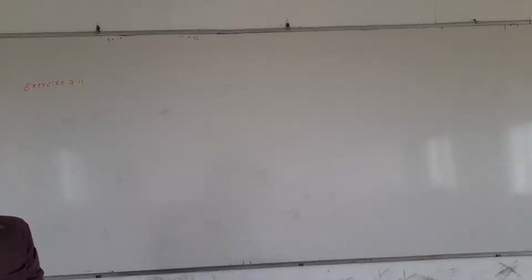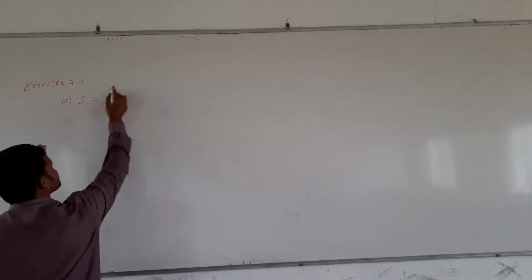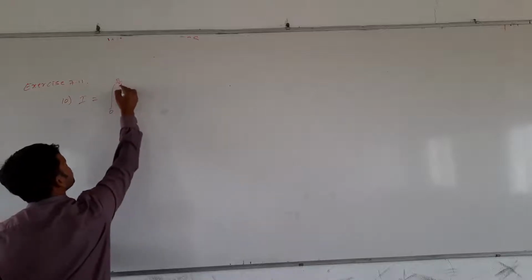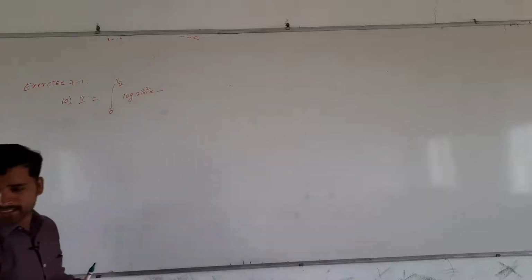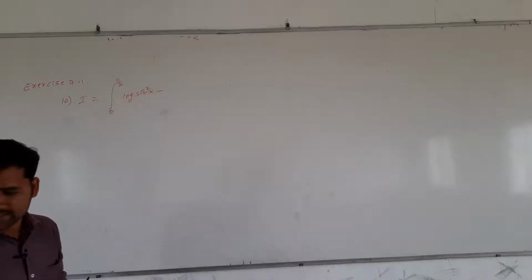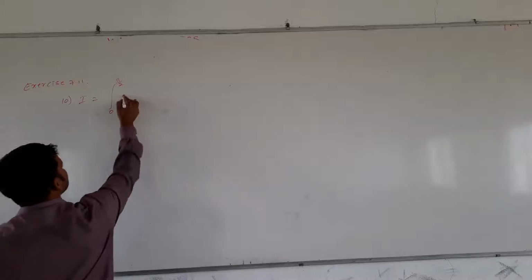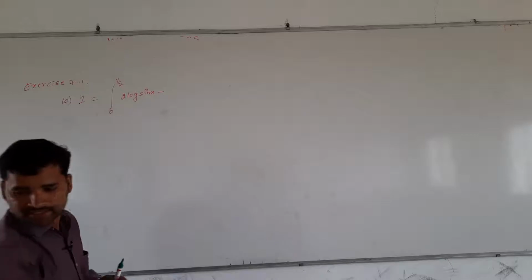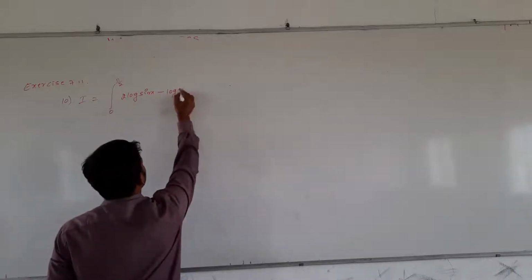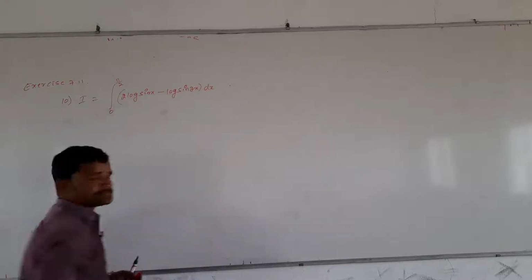Now let us move to question number 10. Question number 10 is: I is equal to the integral from 0 to pi by 2 of log of sin square x minus, it is not log of sin square x, it is 2 times log sin x. Integral from 0 to pi by 2 of 2 times log sin x minus log sin 2x into dx.